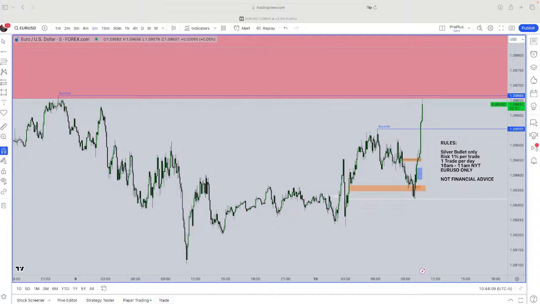Probably not, bro, not adding another pair. Euro could be going sideways for like a week, but then the week after that could be trading really well. So Euro will be fine for silver bullet.